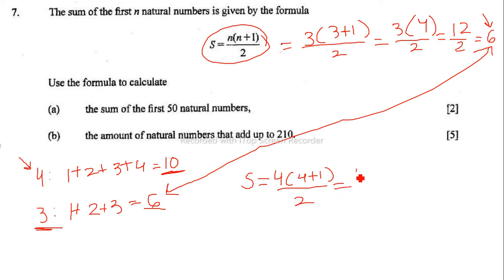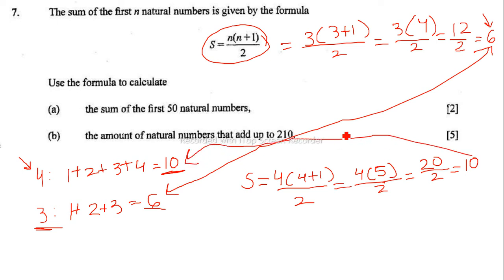It's going to be 4 open bracket. What is 4 plus 1? 5. 5 divided by 2. And what is 5 times 4? 20. And what is 20 divided by 2? 10. Okay, 10. And so there we have it. You all get it?